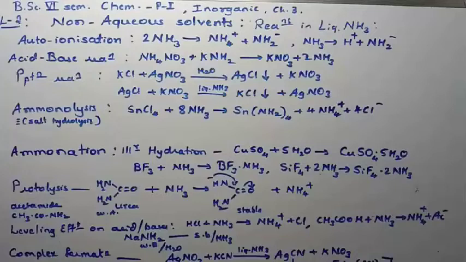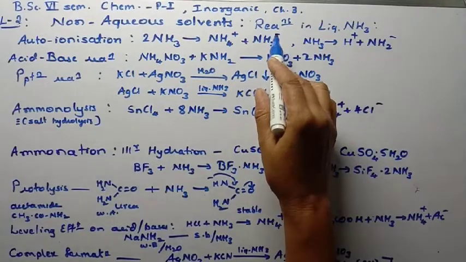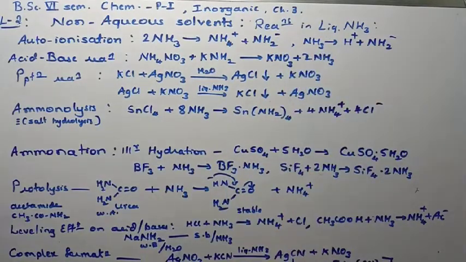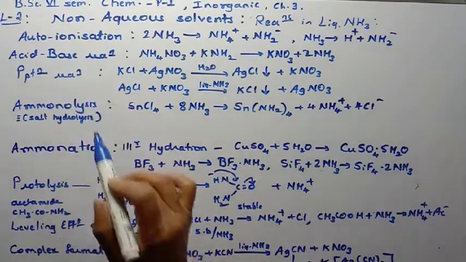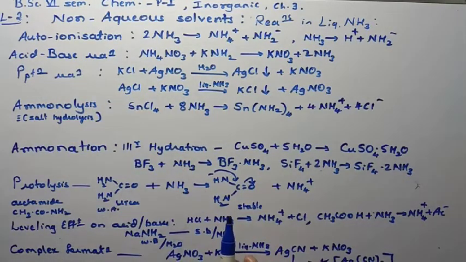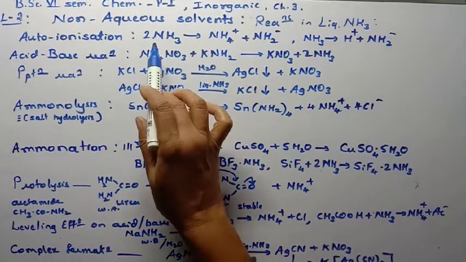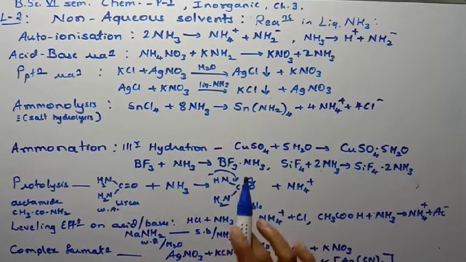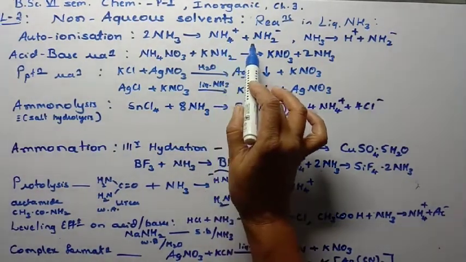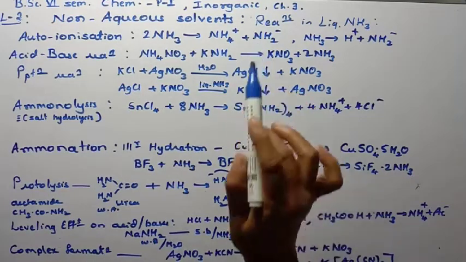Students, good morning. Today we'll continue the non-aqueous solvents, under which we discuss reactions in liquid ammonia. The first one is autoionization. Similar to water, where water undergoes dissociation to produce H plus and OH minus, in a similar way ammonia also undergoes autoionization or self-ionization, producing NH4 plus ions and NH2 minus ions.